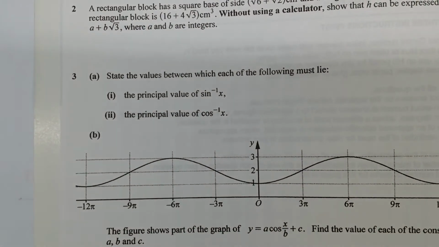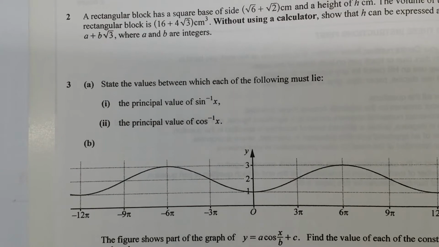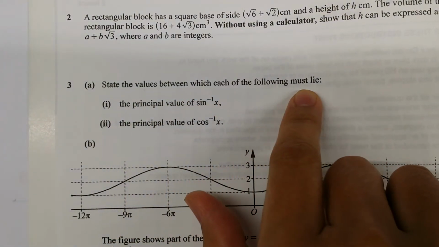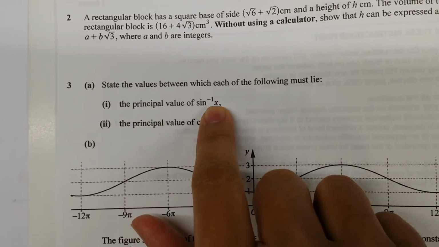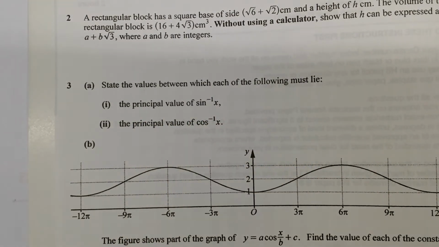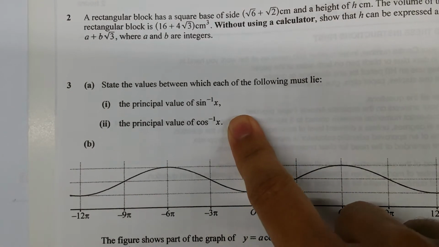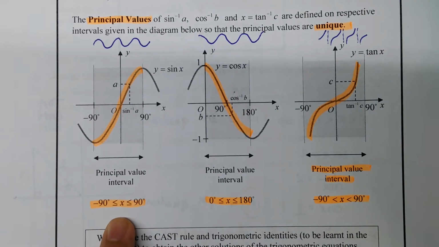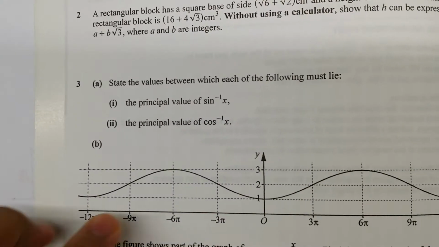Okay, let's take a look. This is last year's O level question. 3A. State the values between which each of the following must lie. The principal value of sine inverse x. Can you recall? Two minutes ago I just mentioned. The principal value of cosine inverse x. Let's take a look. This is for sine inverse x. This is for cosine inverse x.